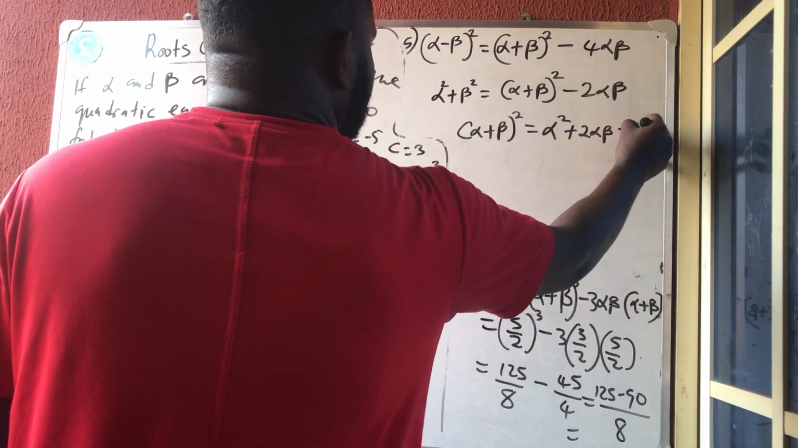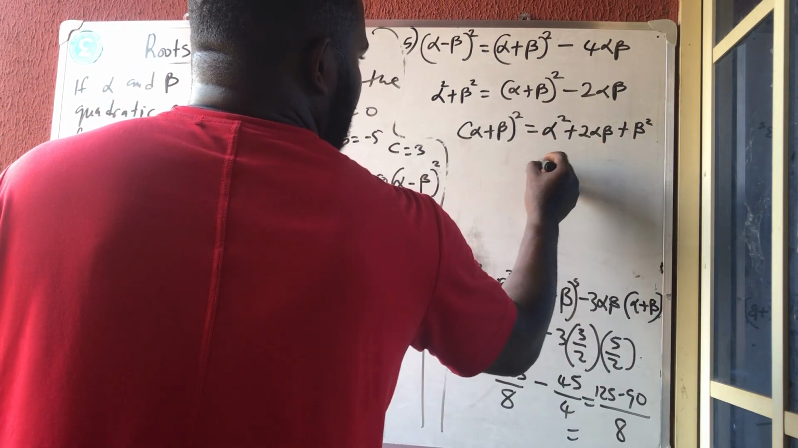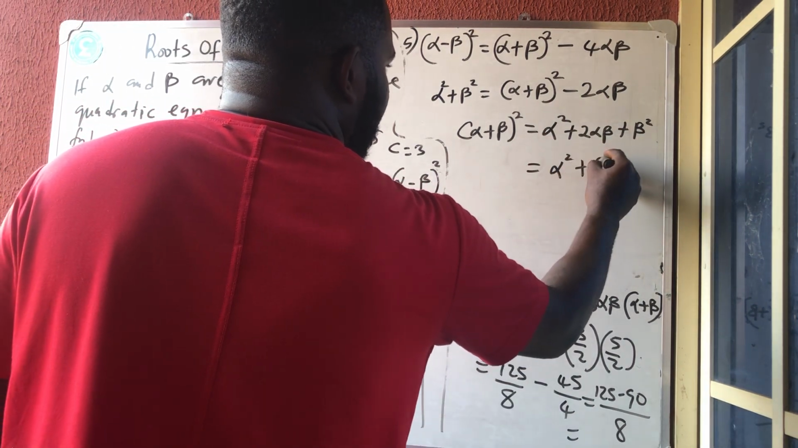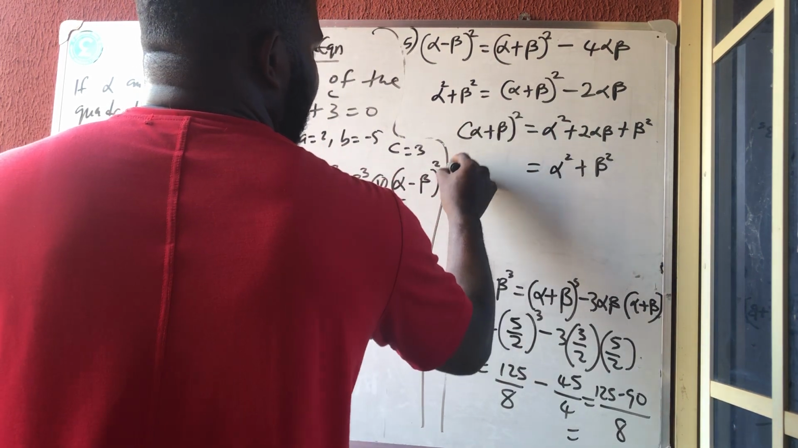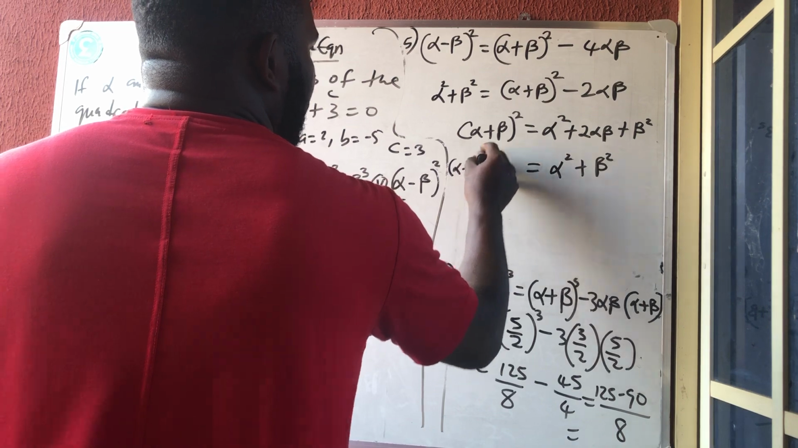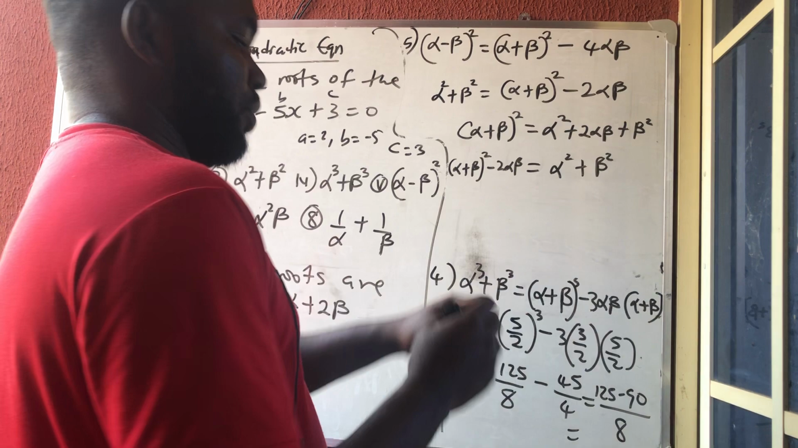Square the last one, you have what? Beta squared. So I want to keep this one as the subject of the formula. I want to leave only alpha squared plus beta squared, which means this one will go to this side, and it's plus. If it's going to this side, it becomes minus. So I have alpha plus beta all squared minus 2 alpha beta. So this is how this becomes this, okay?